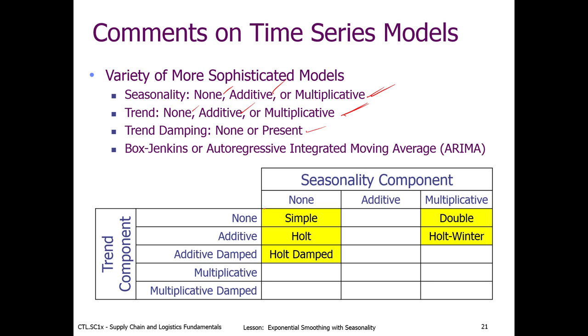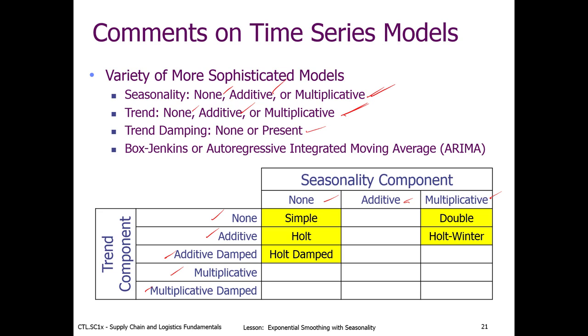So what I have here is a simple chart where the columns are the seasonality components. Again, none, additive, and multiplicative. And the rows are the different trend components, the different ways that we can measure the trend. We assume you always do level. So here there's no trend, we have an additive trend, an additive damped, multiplicative and multiplicative damped. And you can see where the models fit in that we looked at.